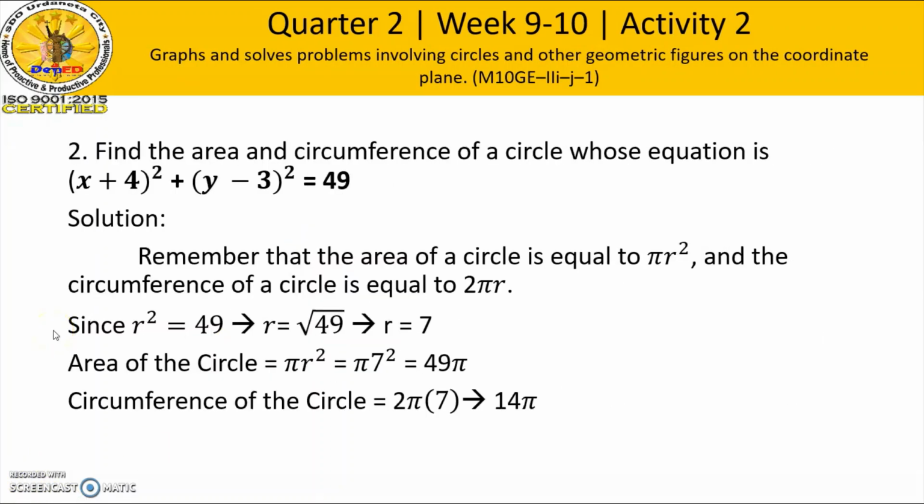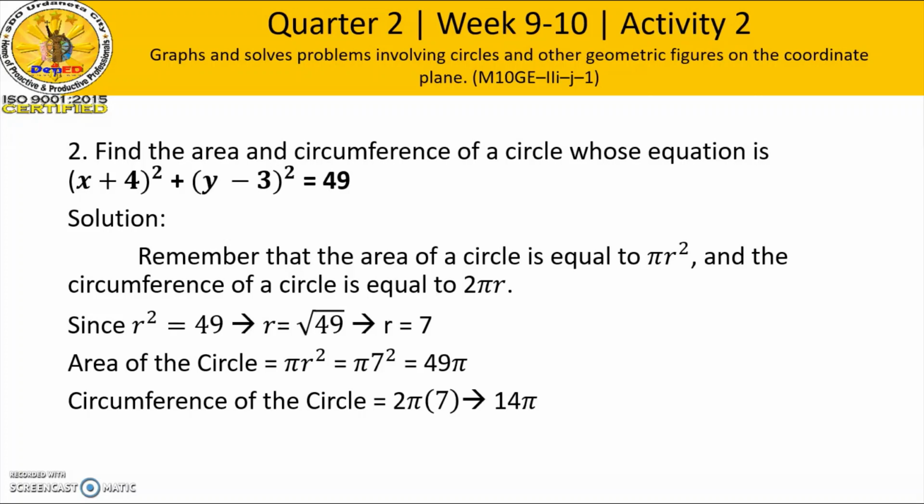Number 2. Find the area and circumference of a circle whose equation is (x + 4)² + (y - 3)² = 49. Remember that the area of a circle is equal to pi r squared and the circumference of a circle is equal to 2 pi r. So, our solution: r squared is equal to 49, so r is equal to the square root of 49. r is equal to 7.